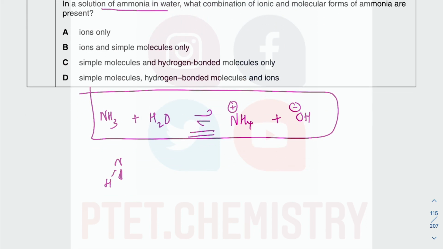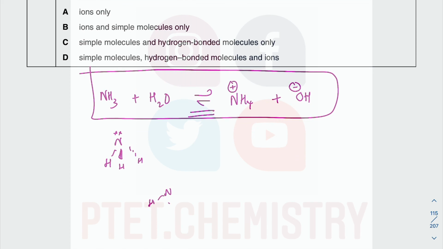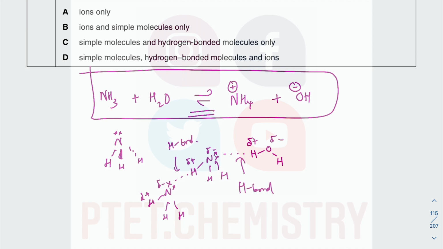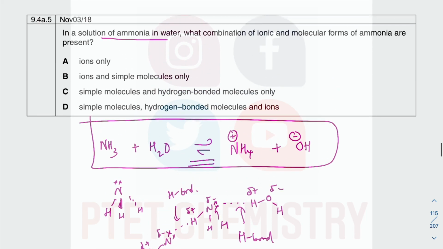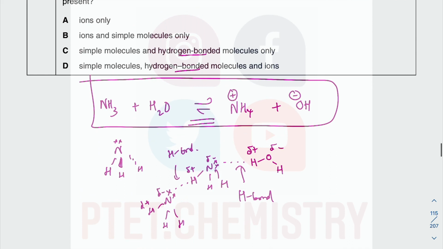What do you have? You would have NH3. Between the NH3 and NH3, you should be able to draw dipoles, delta minus, delta plus, and then another NH3, delta plus, delta minus. So that is your H bond. But do not forget that you can also have H bond with the water, because your NH3 is dissolved in water. So I'm just showing you as an example here. We get hydrogen bond between the NH3 and NH3, but also NH3 and the water molecule, you also get hydrogen bond as well. Okay, so essentially we must have hydrogen bond, but we also have ions.